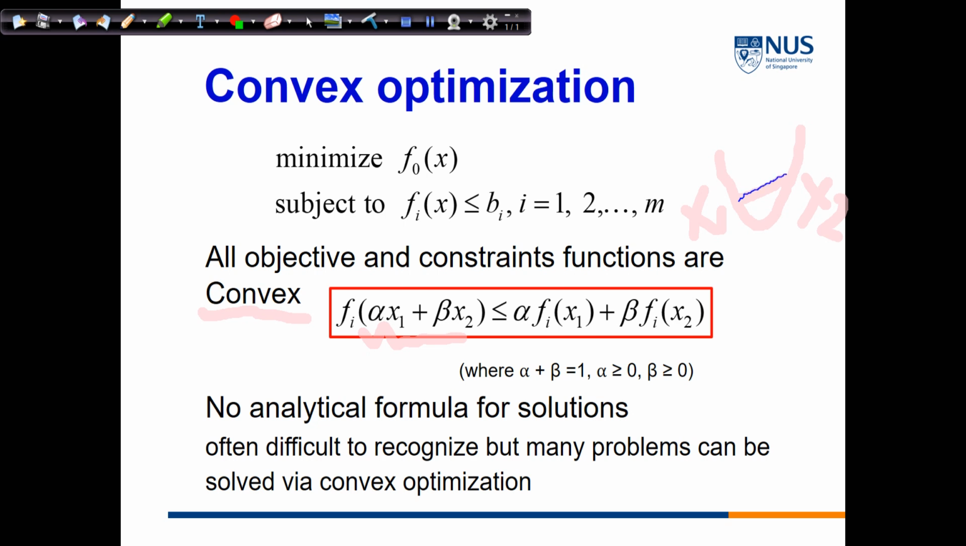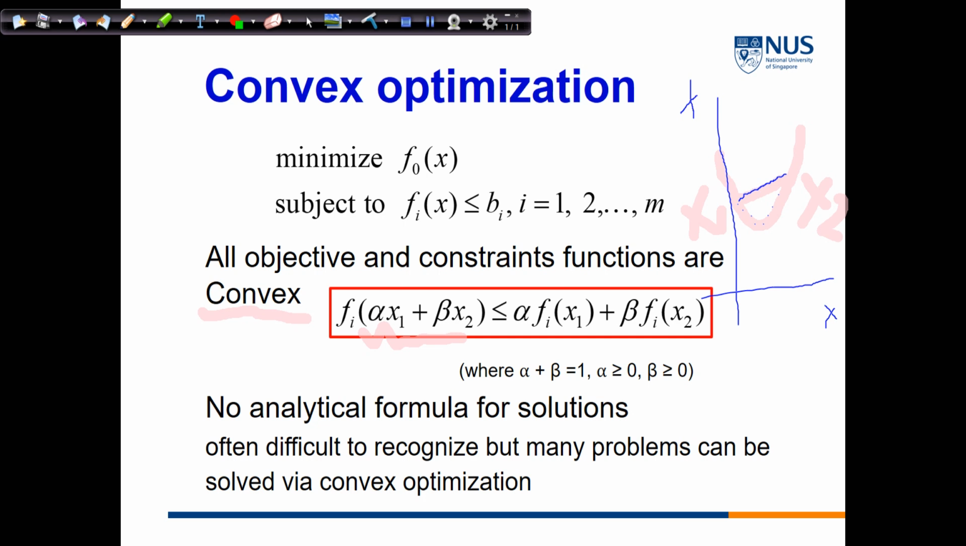All the points on this line, if it's x, so draw your x and the y. The corresponding values of those x lie on this function, right? So all the function values are here. It means the function values corresponding to these points in between are smaller than or equal to alpha f(x1) plus beta f(x2).